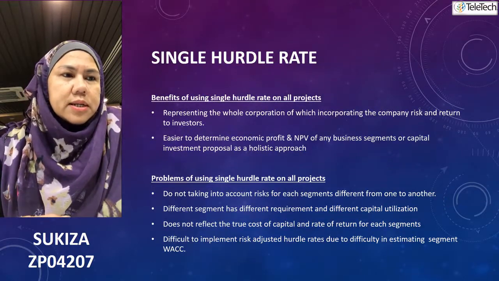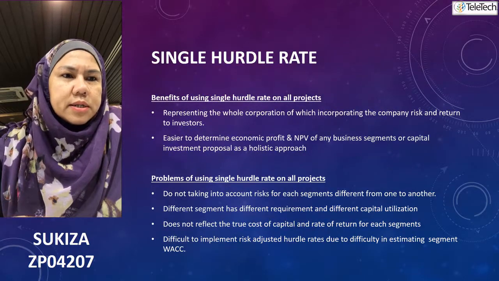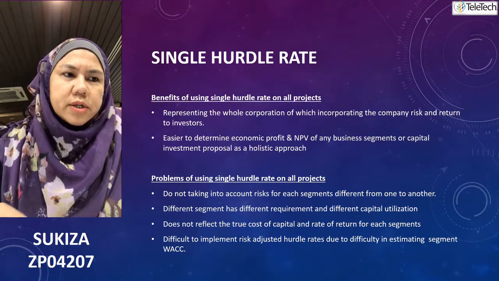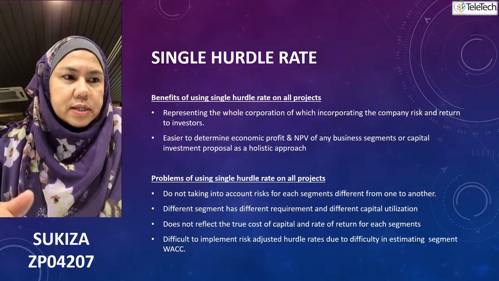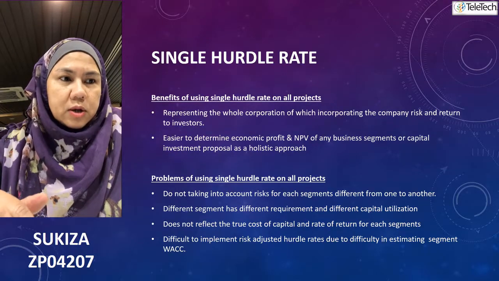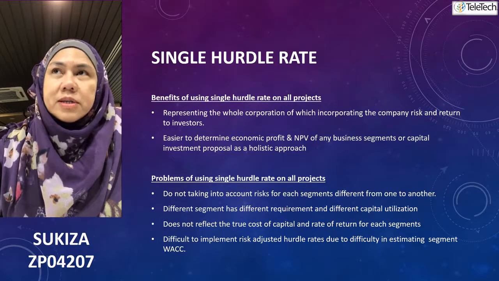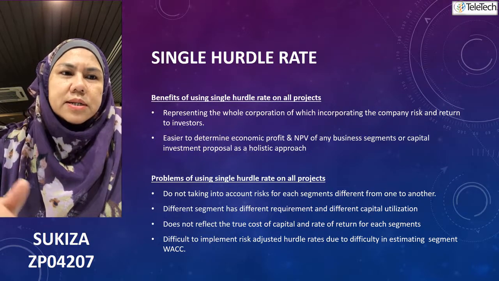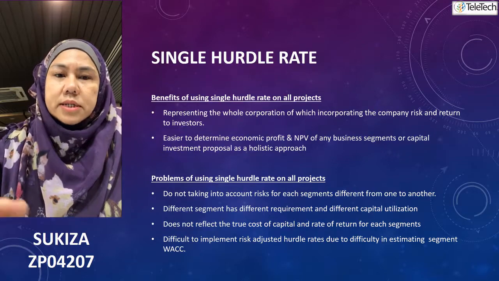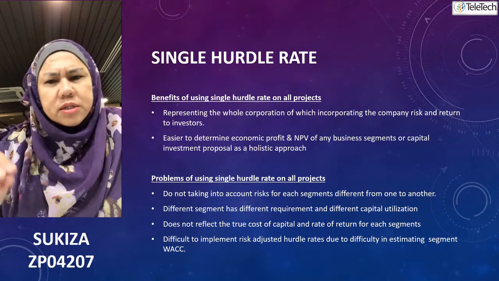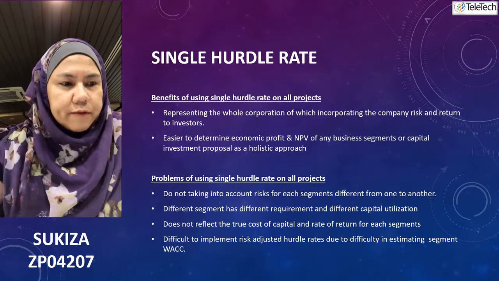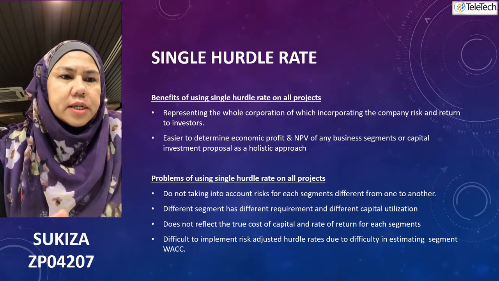A little bit on the single hurdle rate benefit. Using a single hurdle rate represents the whole corporation, incorporating the company's risk and return to investors. It is easier to determine the economic profit and net present value of a business segment. However, the problem with using a single hurdle rate is that it does not take into account the risk of each segment, which is different from one another. Telco and product and system are different. They are two different spectrums of risk.